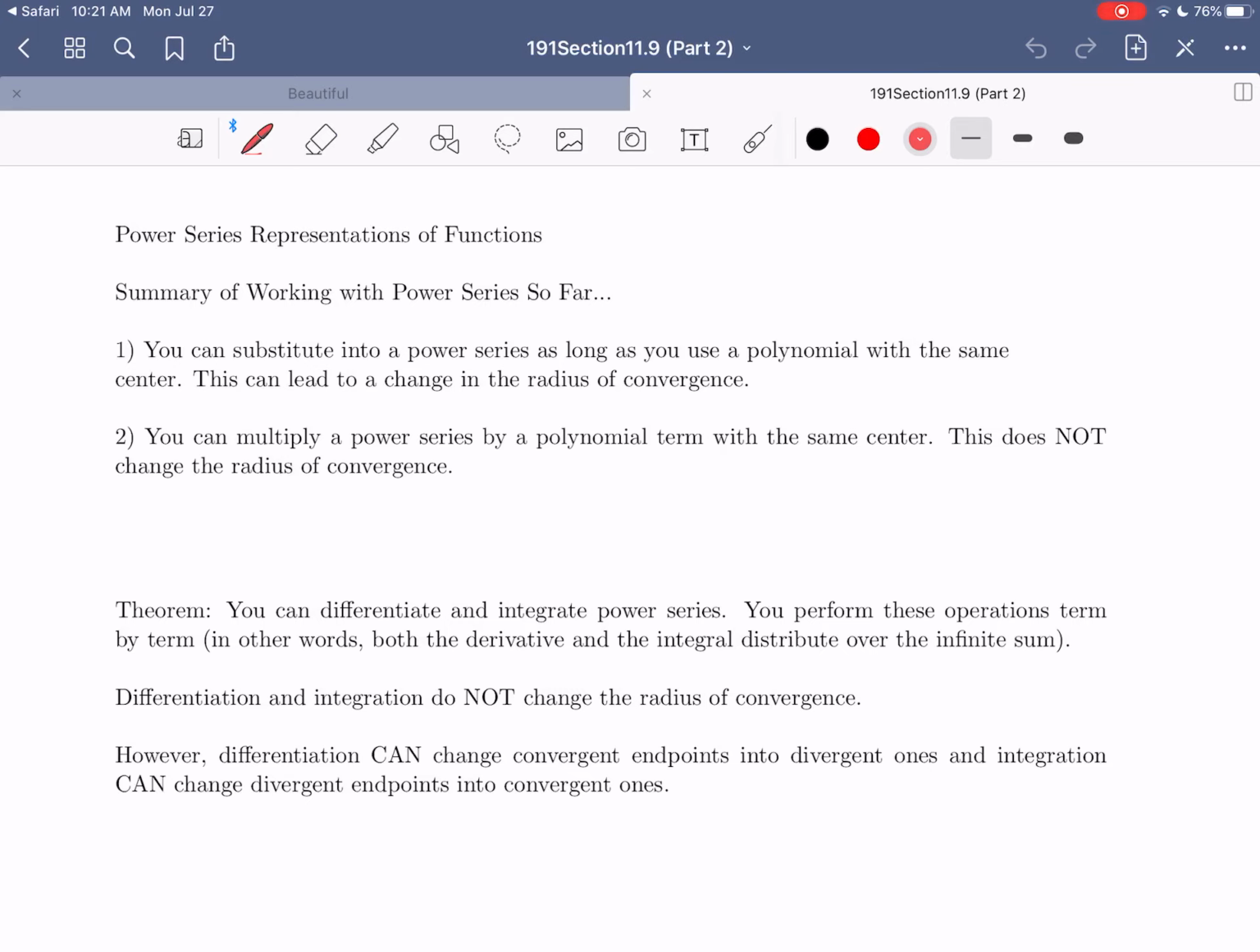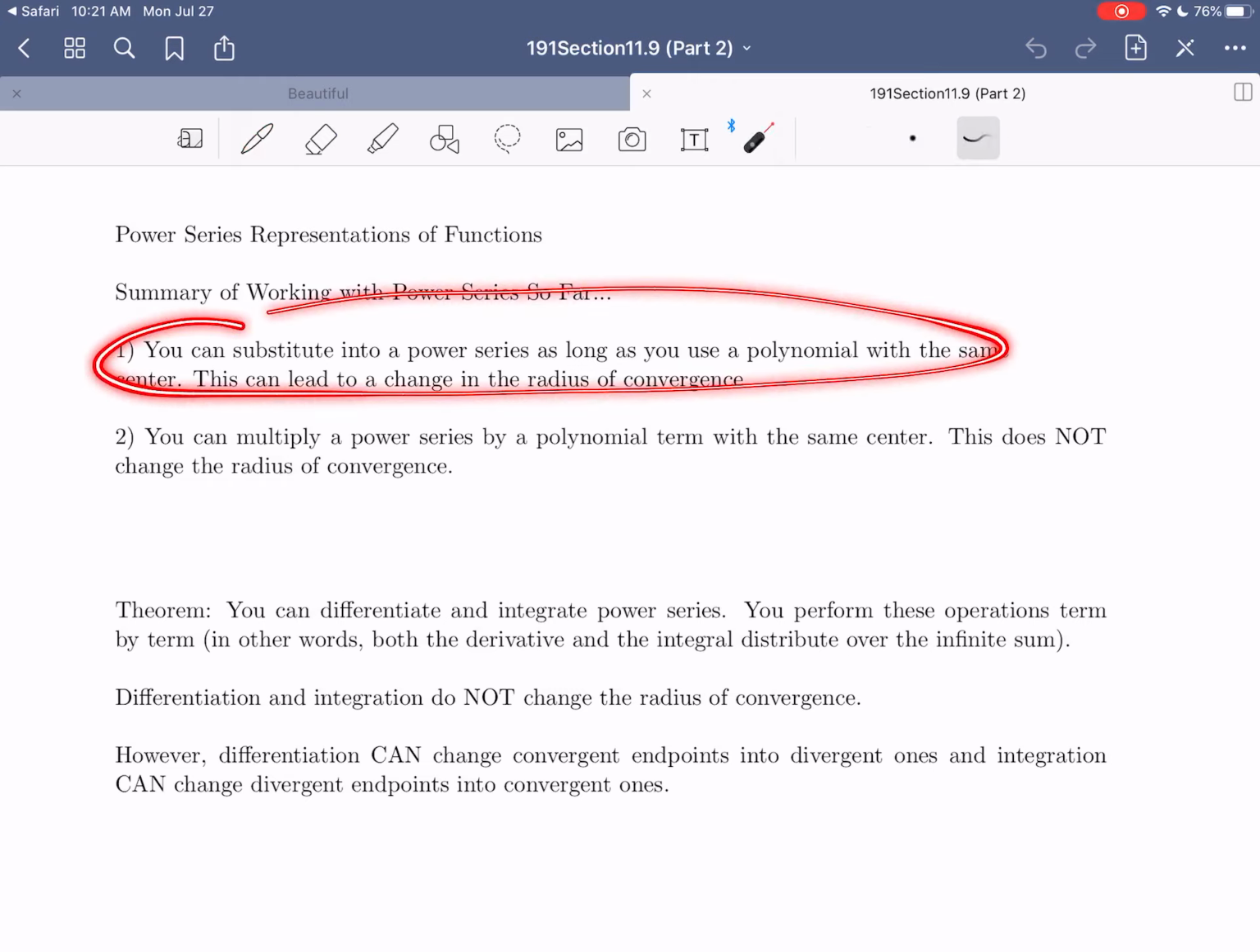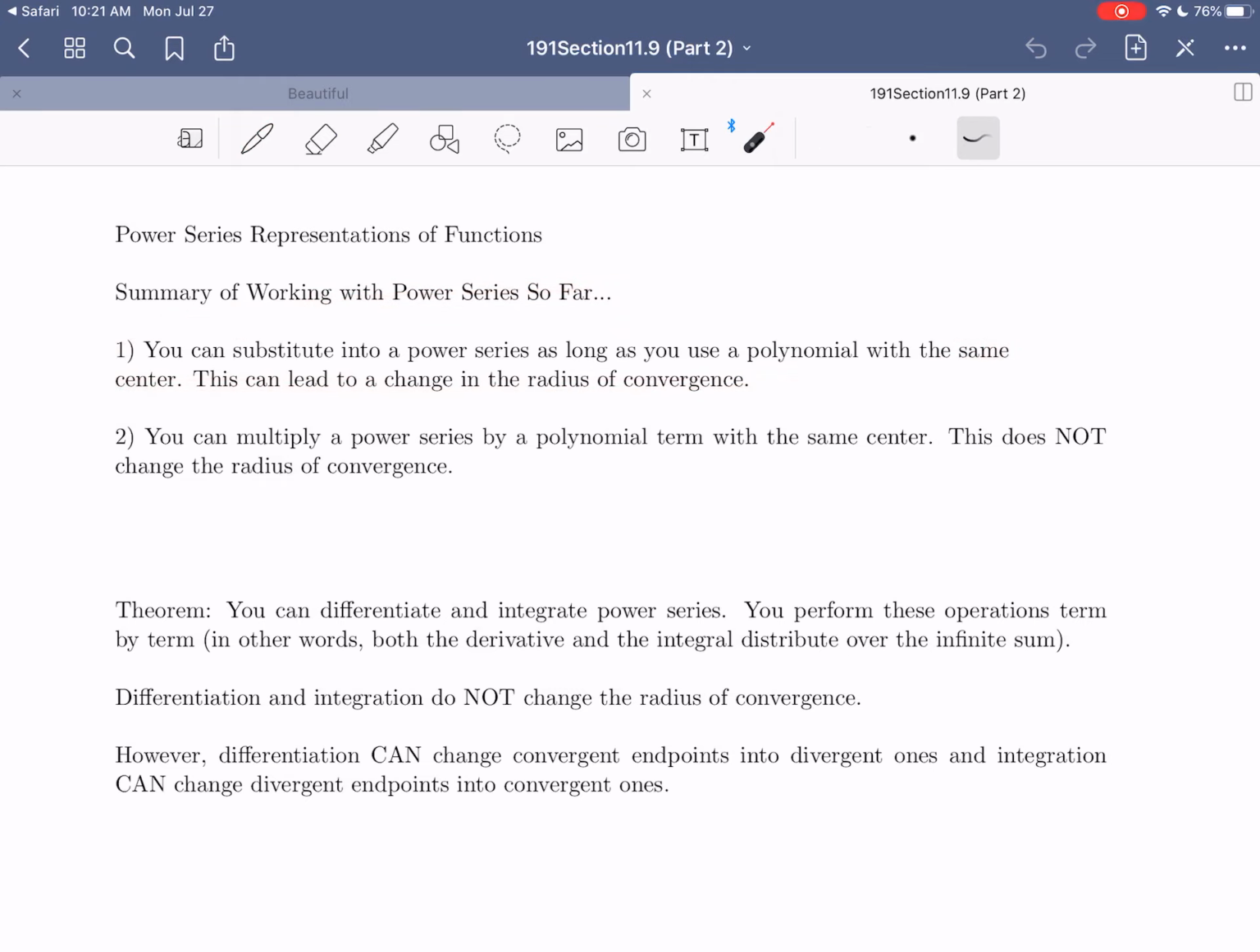And what we had seen thus far is two main manipulations that are useful when we want to build power series representations of different functions. What we've seen thus far is that you can substitute into a power series as long as you use a polynomial with the same center. And this can lead to a change in the radius of convergence. And this has been our most powerful technique so far. And it makes sense that this is our most powerful technique because we really only have one power series that we've been working with so far.